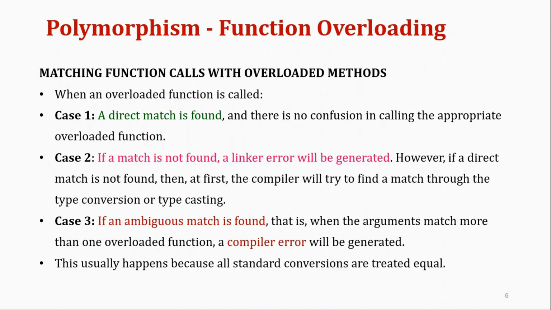And in case 3, if an ambiguous match is found, that is, the arguments match more than one overloaded function, so we have two matches found. That is what ambiguity is. At that time the compiler will generate an error. This usually happens because all standard conversions are treated equal.